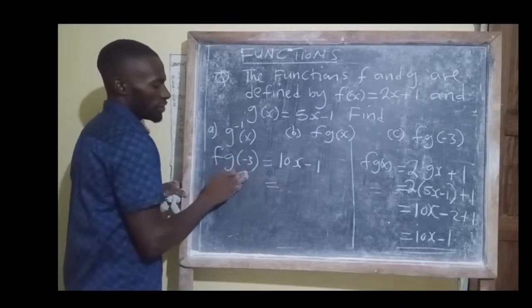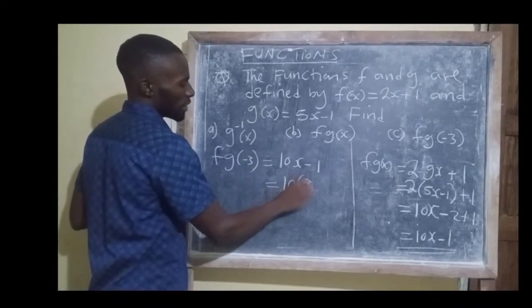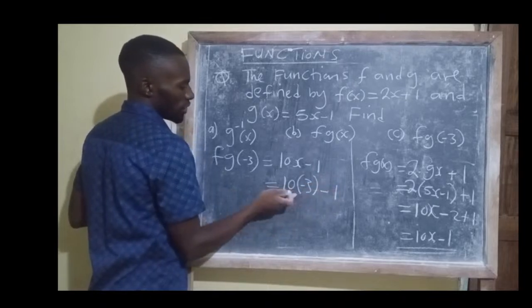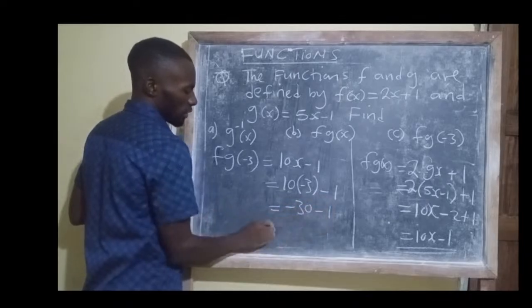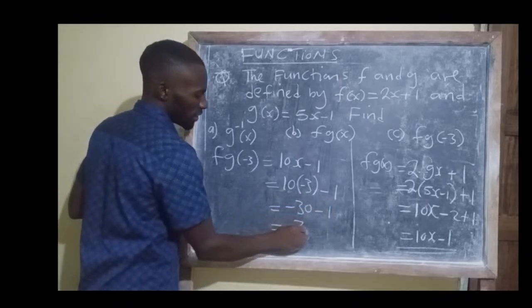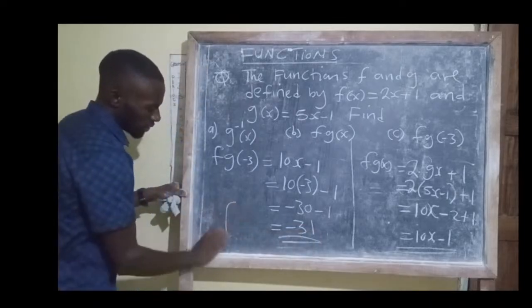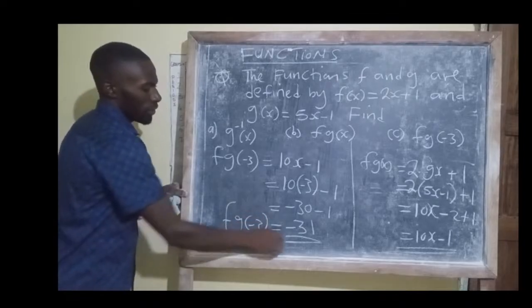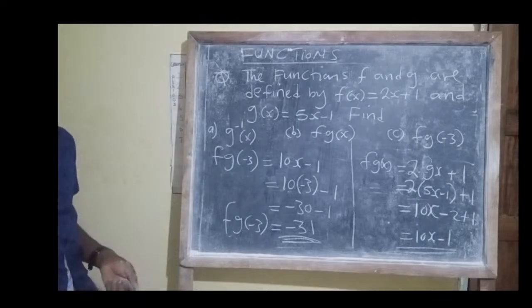So our fg of negative 3 is going to be 10, open brackets, negative 3, minus 1. So this we're going to have negative what? 30 minus 1, which is going to give us negative what? 31 as our final answer of fg of negative 3. So this is how to find functions.